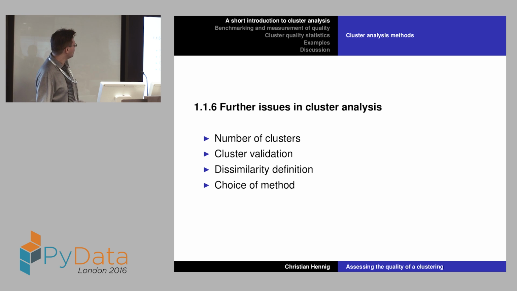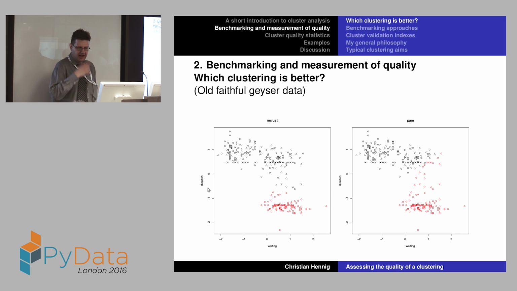Good. So we could be interested in estimating the number of clusters. Certainly all of these methods give clusters, but in many situations it's not really clear whether there are actually clusters. So we are interested in validating them. And of course, we are interested in what kind of dissimilarity and what kind of method we should take in a specific application. And that's what the talk mainly is about.